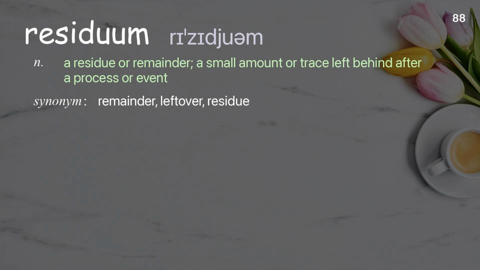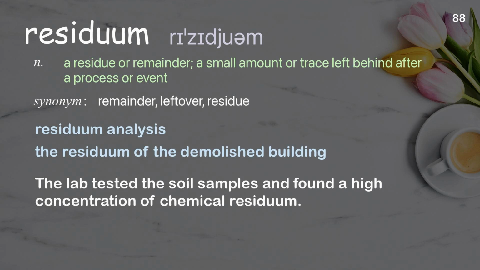Residuum. A residue or remainder, a small amount or trace left behind after a process or event. Examples: Residuum analysis. The residuum of the demolished building. The lab tested the soil samples and found a high concentration of chemical residuum.